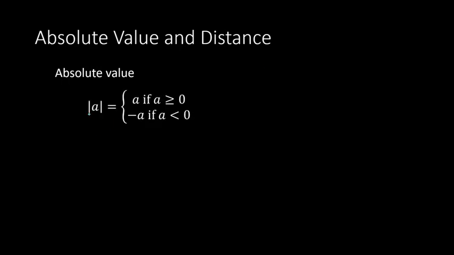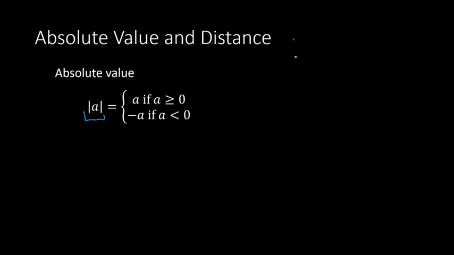Okay, now we're switching gears a little bit. So we're getting off the topic of sets, and now we're going to talk a little bit about absolute value and distance. So absolute value, we have this notation right here. So let's say we have the absolute value of A. Okay, don't get overwhelmed with this math notation. Basically what this means is that you make the sign positive no matter what.